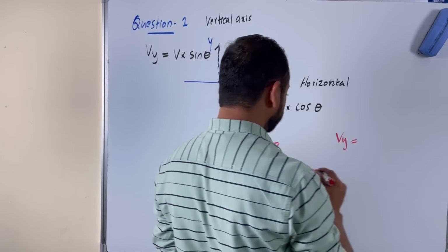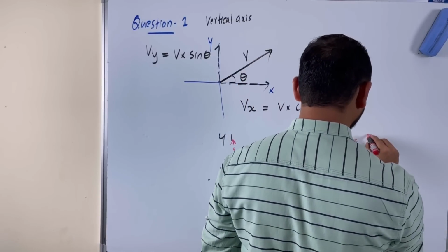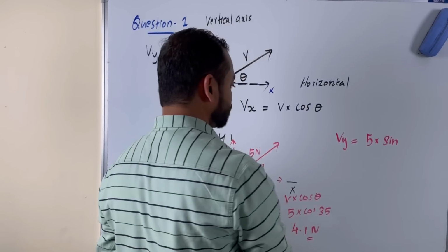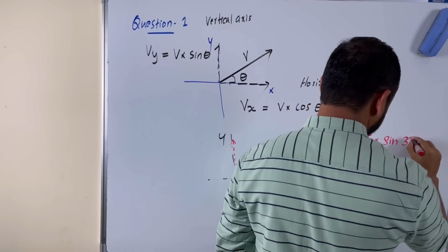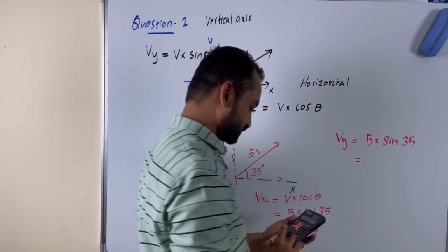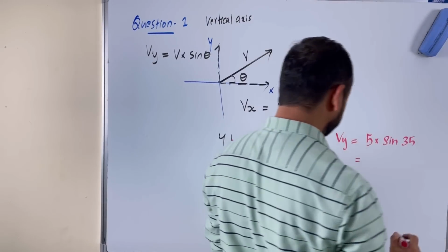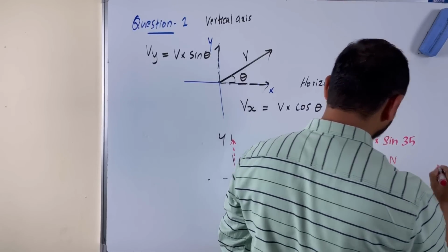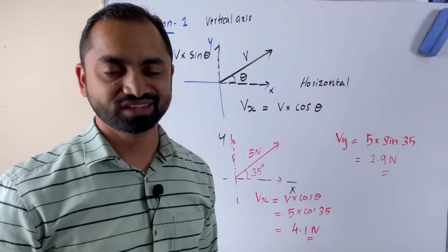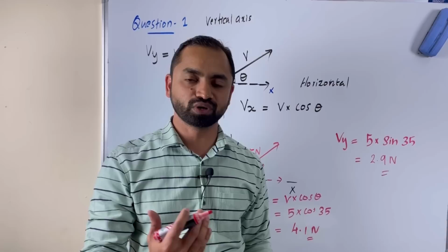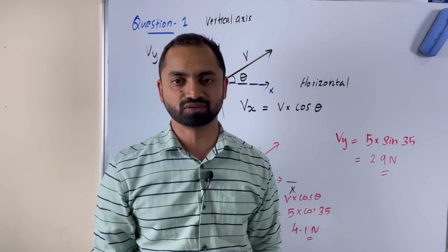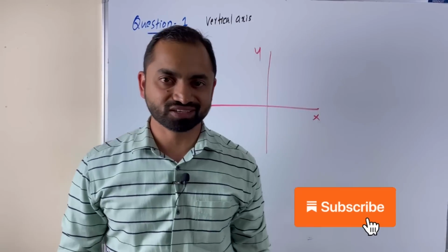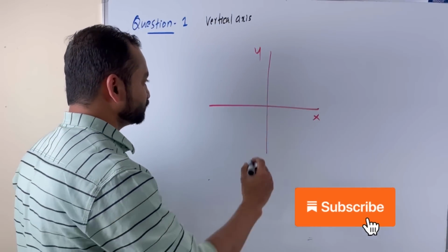So the y component of this force is 5 multiplied by sine of the given angle, which is 35. So 5 multiplied by sine 35 is 2.867, so we will write 2.9 Newton. This is how you need to calculate the x component and y component of a given vector using trigonometric equations. Now another example. Here a vector is given.